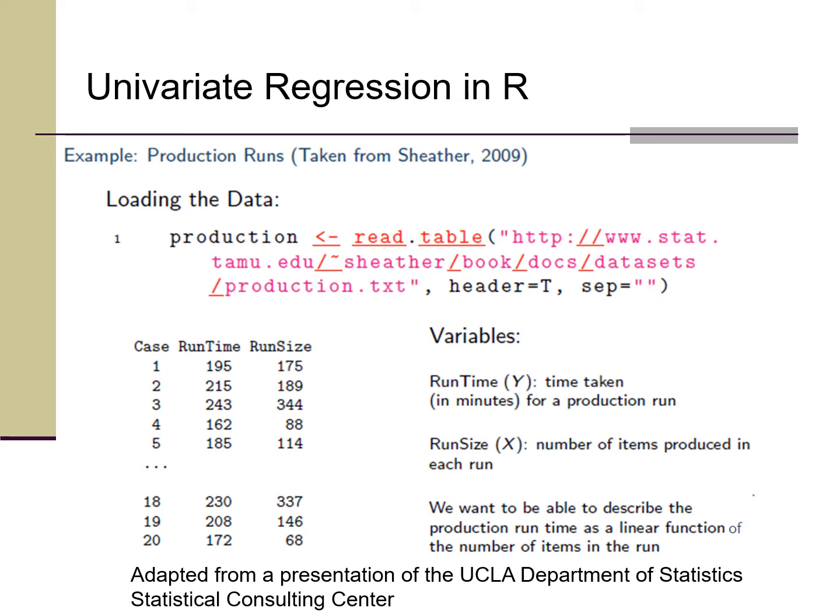And we want to be able to describe the production runtime as a linear function of the number of items in the run. Could be very useful to come up with a good relationship. You're going to be able to say, oh, we need to produce 175 of these things, or 275, because 175 is already the first case. We need to produce 275 of these things. How long is it going to take? Something you might want to know.